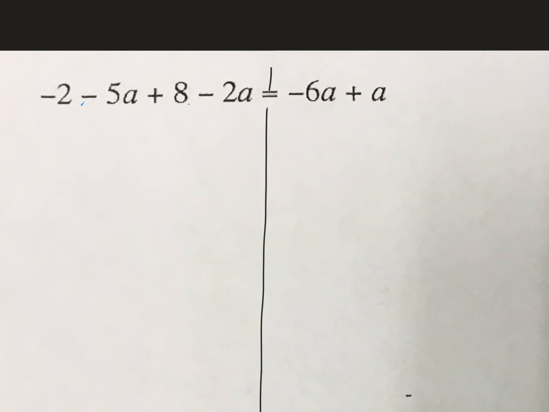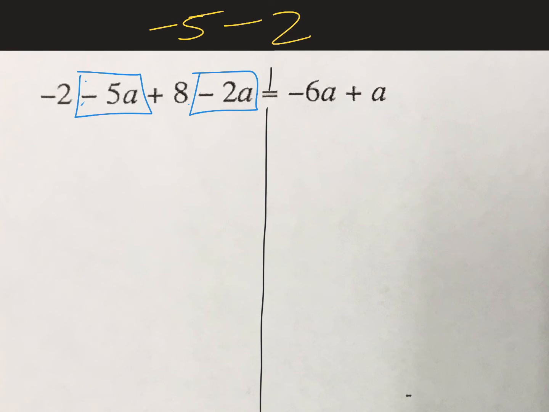So I'm going to start off by combining the negative 5a and the negative 2a. If number sense isn't necessarily your forte, I know this has been kind of a crazy year, you can type in your calculator negative 5 minus 2, and that will give you the numerical portion, which is negative 7, and you're just going to need to add that a onto the end. So negative 5a combined with a negative 2a is negative 7a.